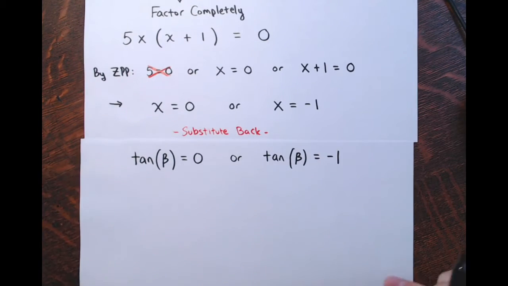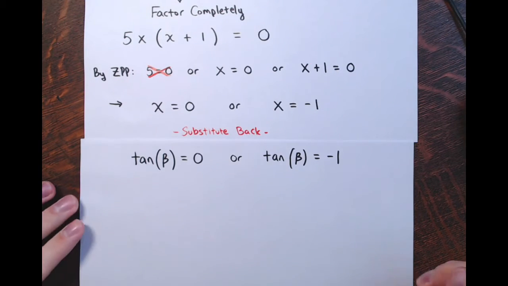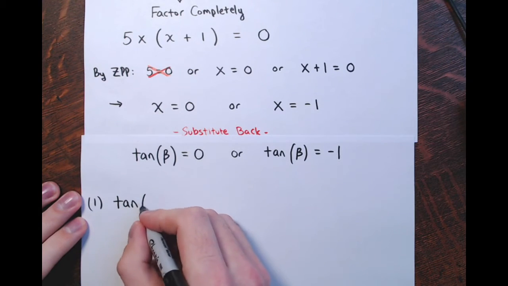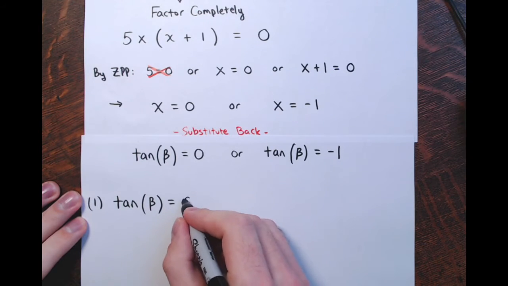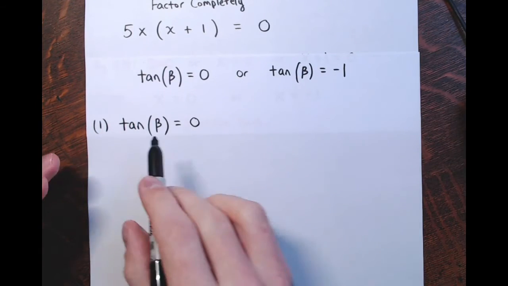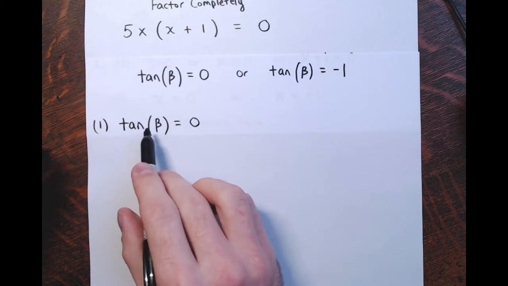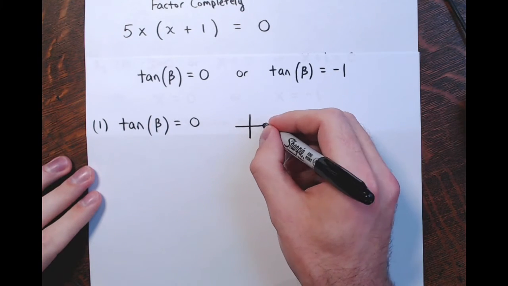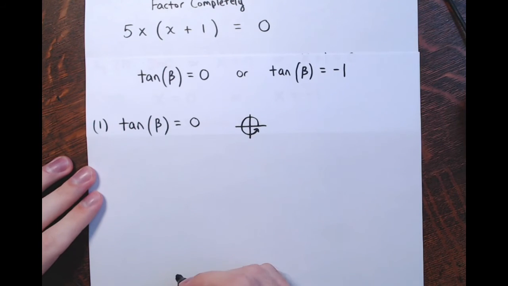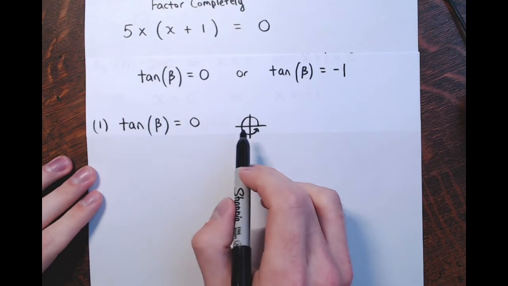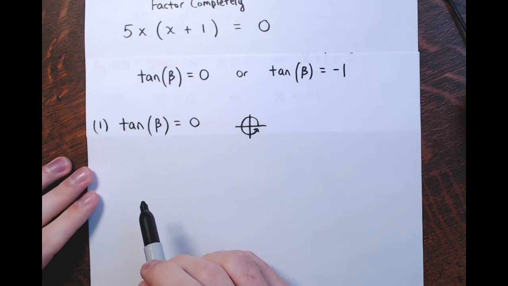I have to solve both of these and find the values of beta that satisfy them. I'm going to start with the tangent of beta equals 0. This is a linear equation in tangent, with the tangent alone. So all I need to do now is think once around the unit circle, starting from 0 going to 2 pi. What are the angles that have a tangent of 0?